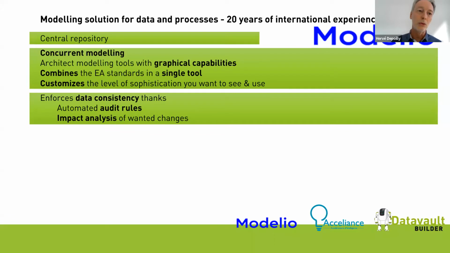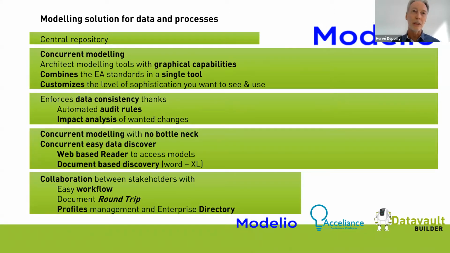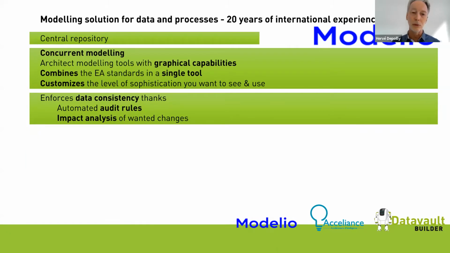Then it allows you to enforce data consistency thanks to automated audit rules. And if you want to change something in the data description or in the data use, which is normal in the life cycle, you can analyze the impact. This is very important, because you don't want to destroy the added value of other initiatives by changing the way the data can be used.